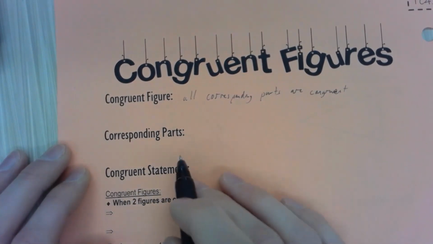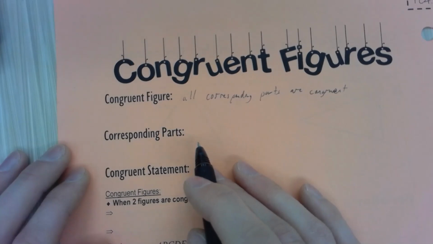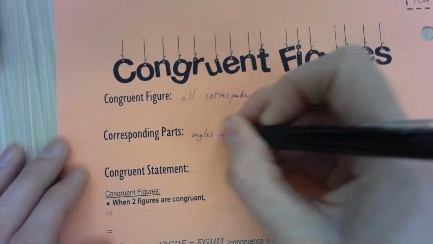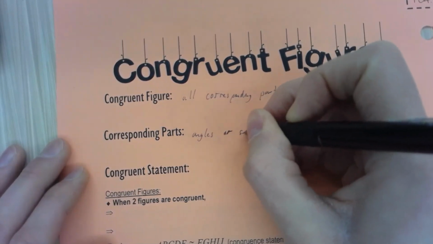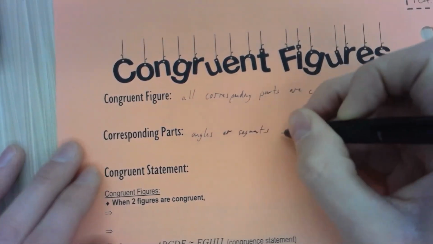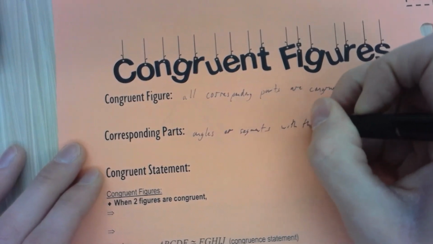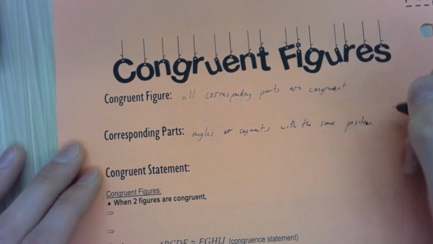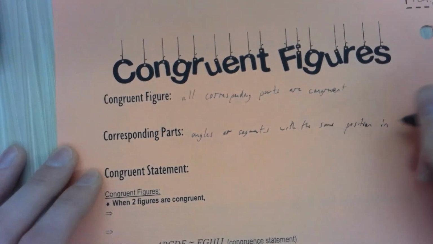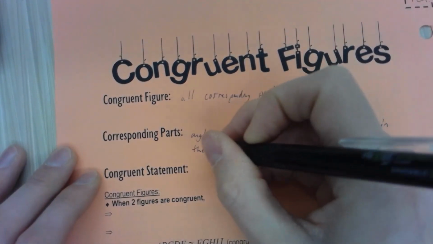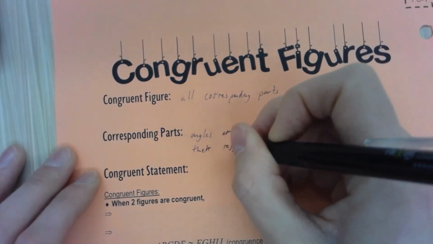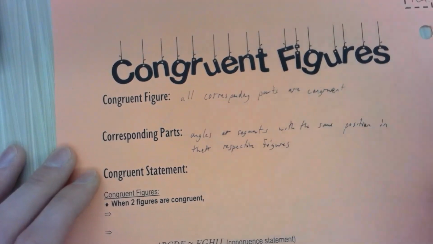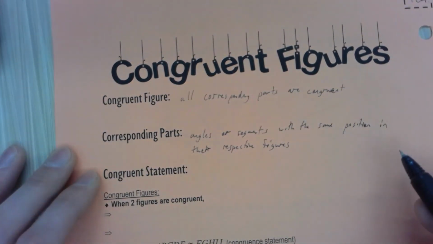Corresponding parts are angles or segments that have the same position in their respective figures.